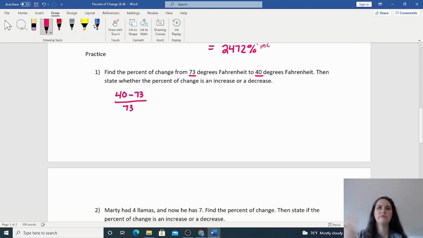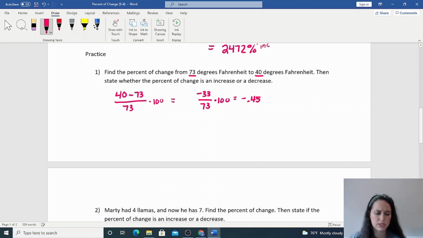So if I've gone from 73 to 40, I'm looking for a decrease. So I'm anticipating this to be negative. Okay, and sorry, don't forget when we're done, we're going to multiply by 100. I'll write that right there so it's not so confusing. 40 minus 73 is negative 33 over 73 times 100. So divided by 73 gives me negative 0.45.